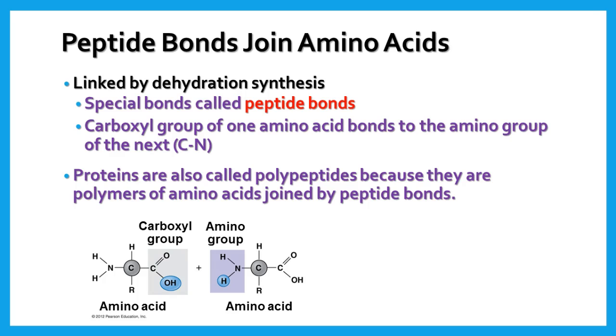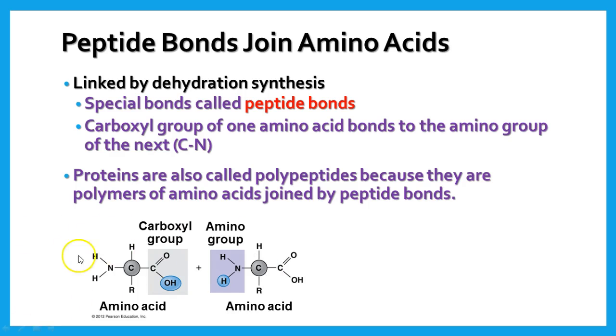Amino acids are joined together by a special bond called a peptide bond. Now they're still joined by dehydration synthesis and separated by hydrolysis, but the special bond, the peptide bond, occurs between the carboxyl group of one amino acid and the amino group of the next one. The general structure of a protein, the chain of amino acids, is called a polypeptide. Poly means many, and remember this is a polymer because small groups are put together, so these are polymers of amino acids joined together by peptide bonds, so we call them polypeptides.